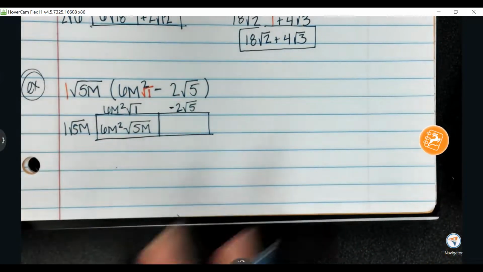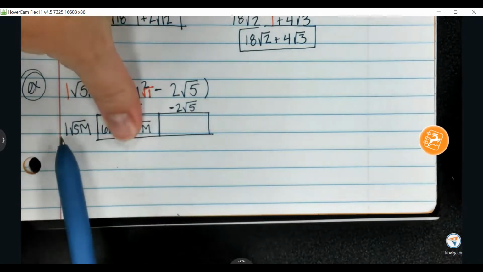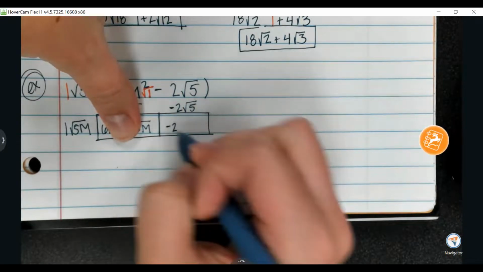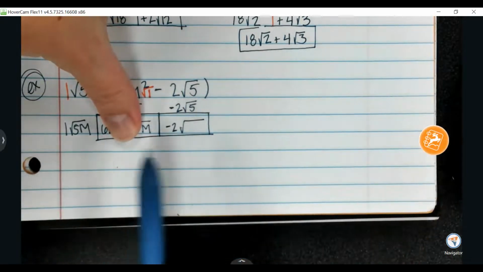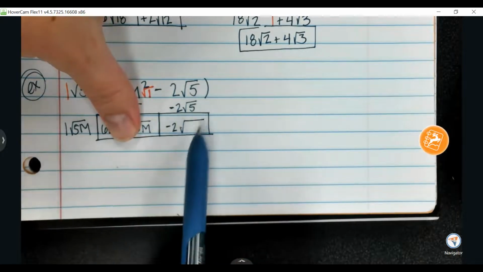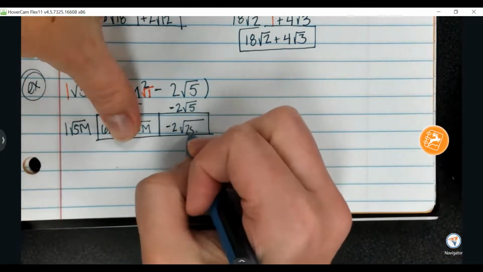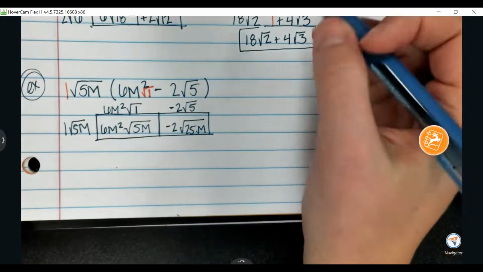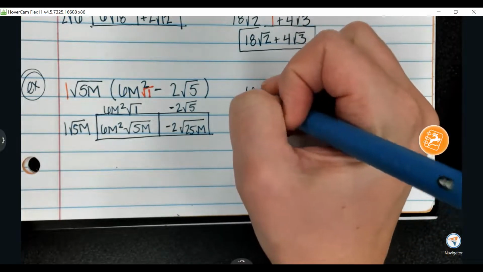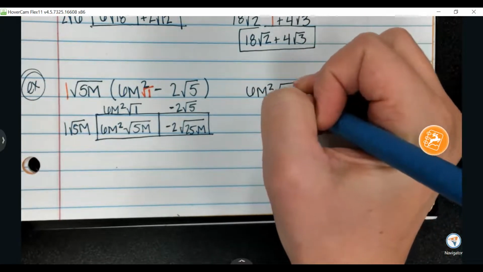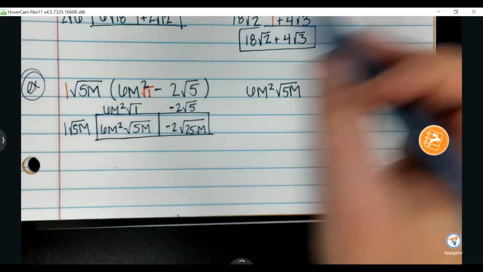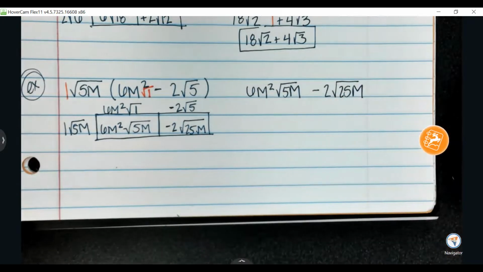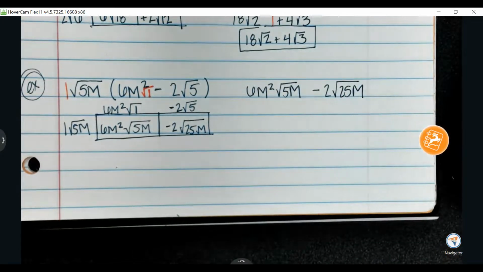Okay. Now let's go to the next box. I have 1 times -2. So what's outside? -2. And what's going to be inside? 25m. 5 times 5 is 25 and m. So now let's take it out of our box and write it to the side. So I have 6m squared, square root of 5m, minus 2 square roots of 25m. Can I actually subtract those?